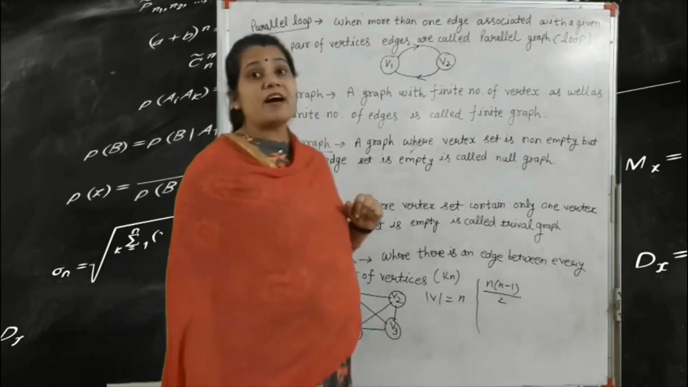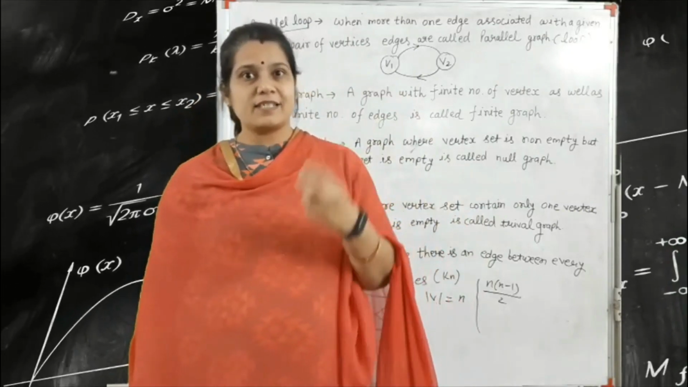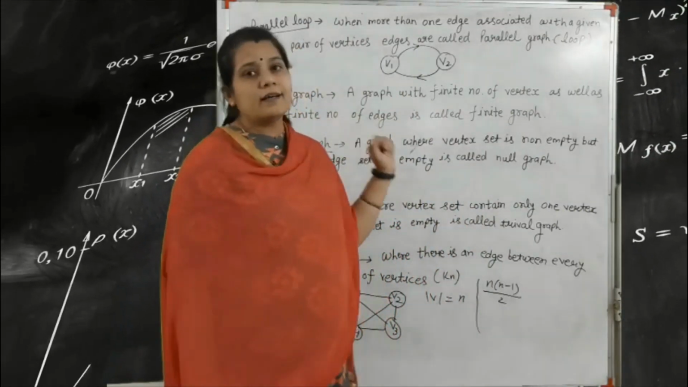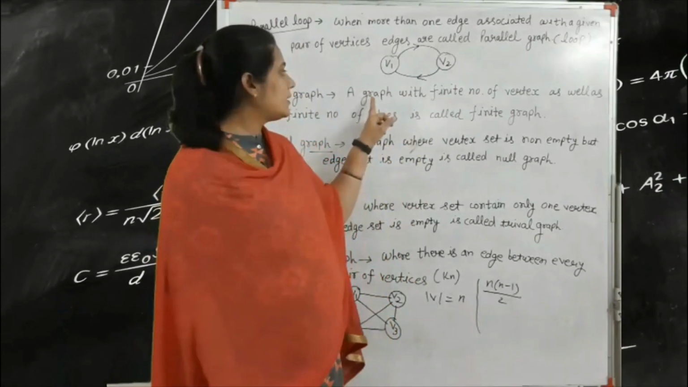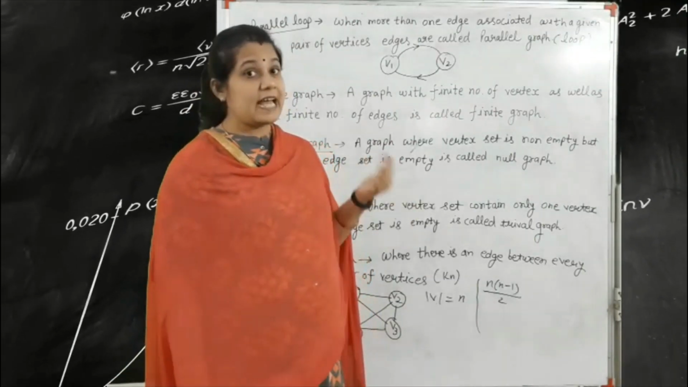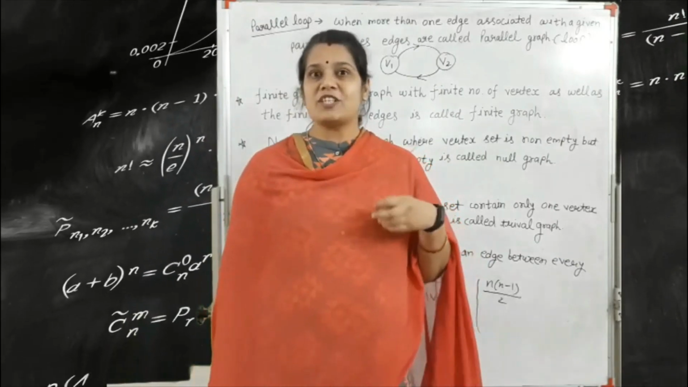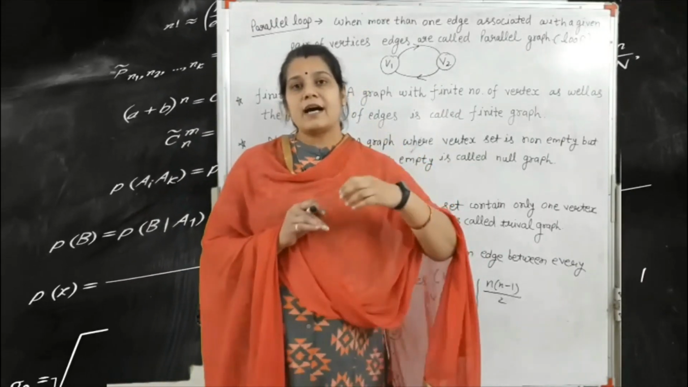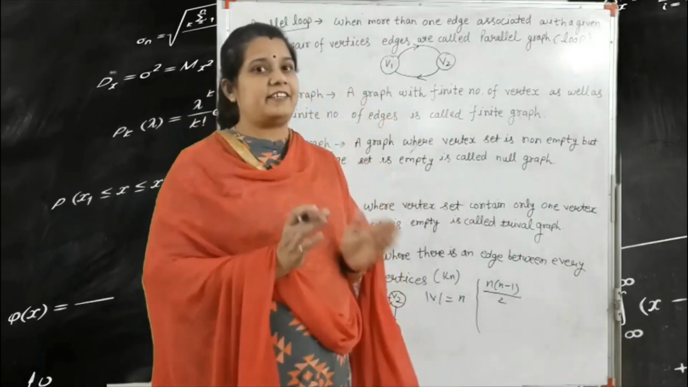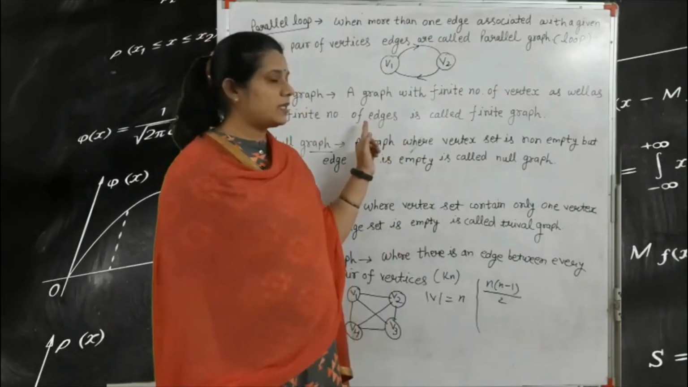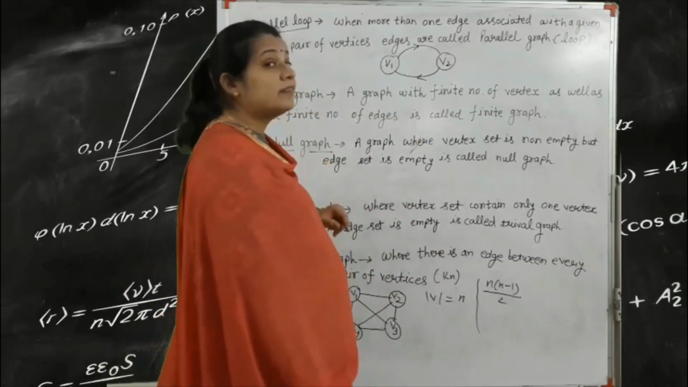Next one is the finite graph. So what do we mean by finite? Finite means countable. So a graph with a finite number of vertices as well as a finite number of edges. Got it? So what is the definition of the finite graph? A graph whose number of vertices and number of edges are both finite. This type of graph is called the finite graph. Okay, next one is the null graph.